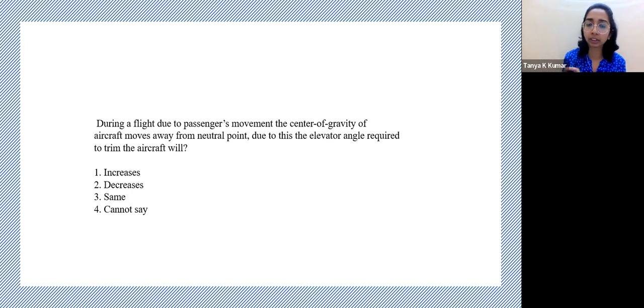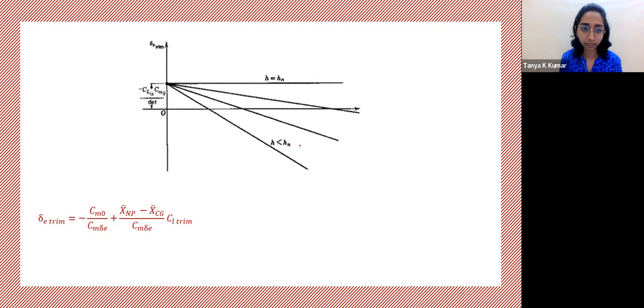So do you remember from the stability control course that there was a particular elevator angle that you deflect to ensure that your aircraft is trimmed? So there was the relation between this elevator angle and the CL, right? I'll just show you that graph. This was the graph between delta E trim. Delta E was elevator deflection. What is elevator?